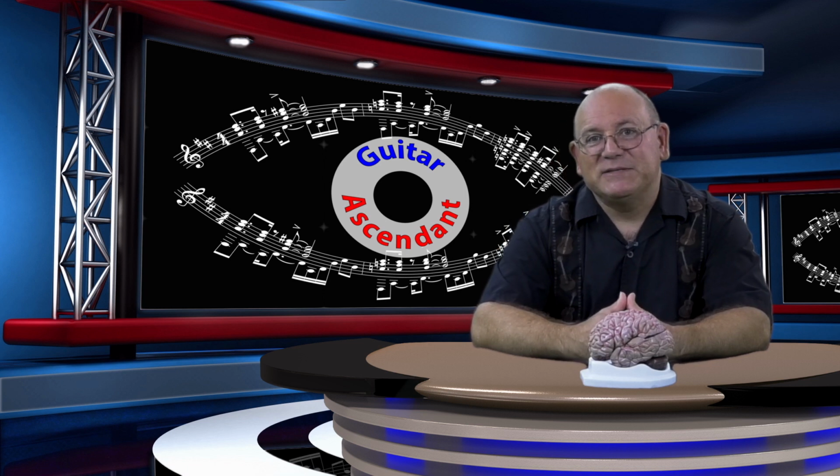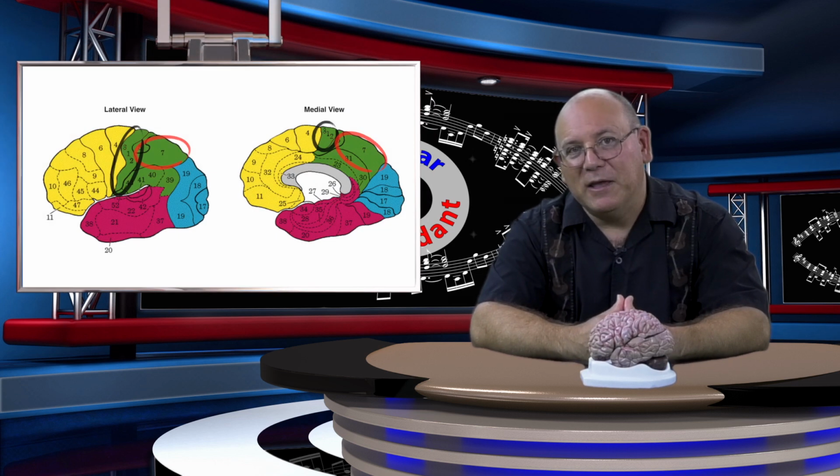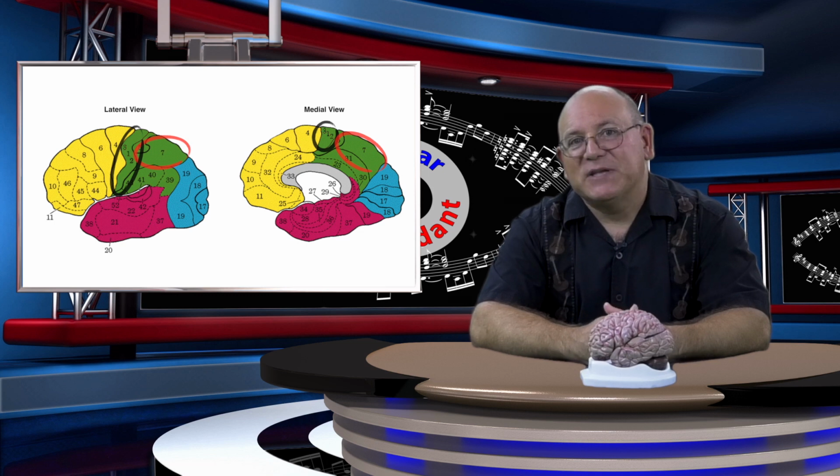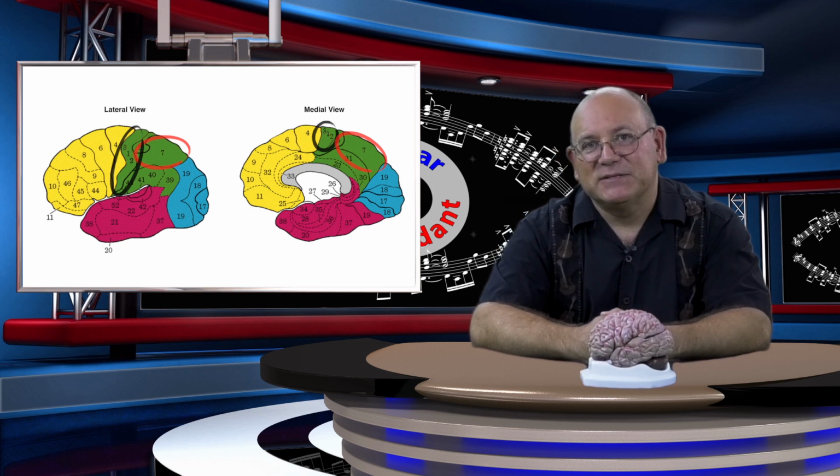The primary somatosensory cortex is located in areas 3, 1, and 2, with higher order secondary processes taking place in area 7.